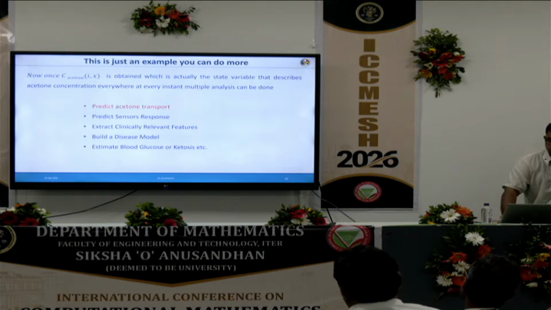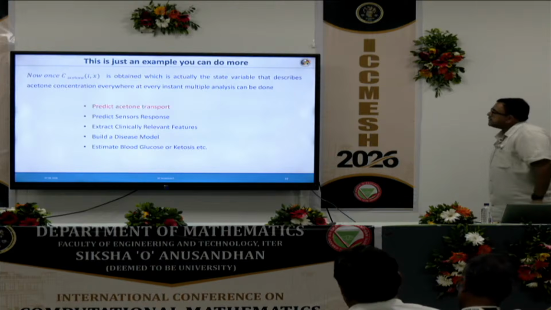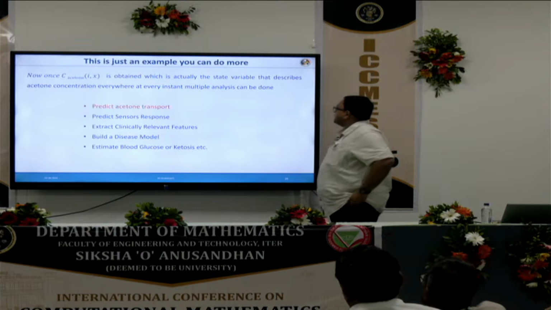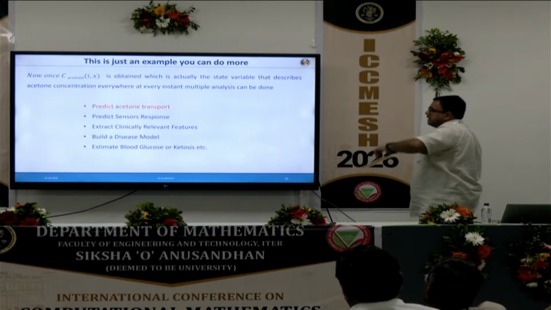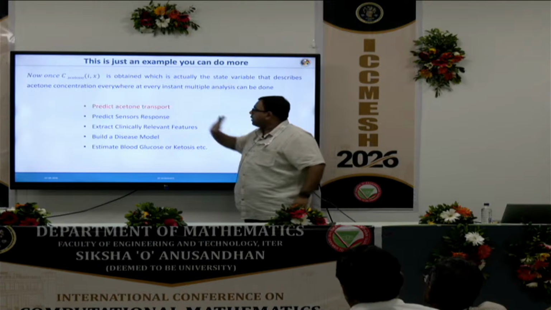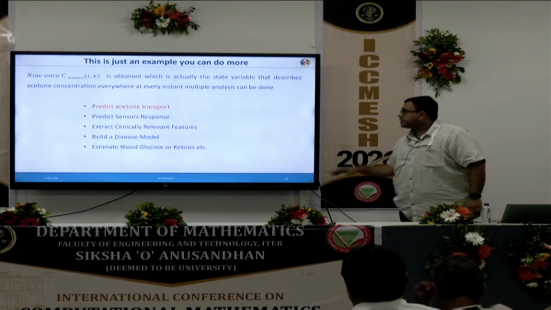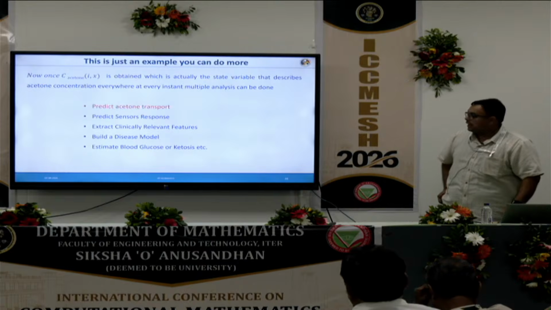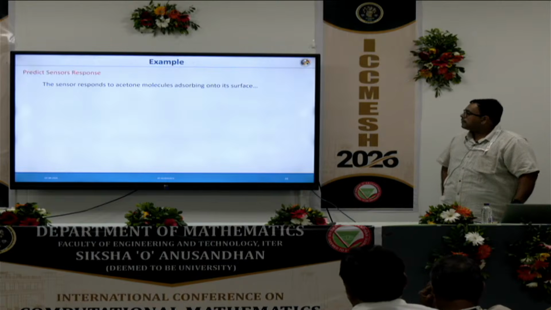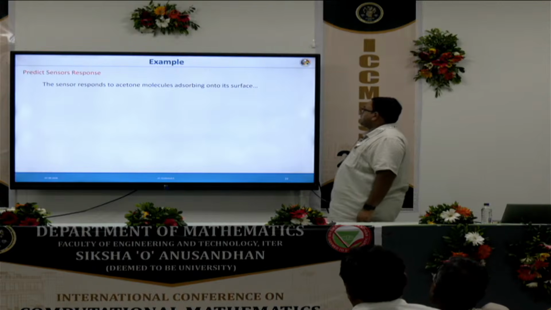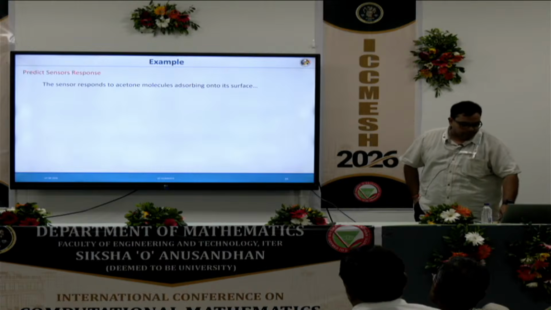Yeah. So now once you have this C obtained, which is actually the state variable, as I have mentioned earlier, I have given you one example of predictive acetone transport. Similarly, you can predict sensor response, extract clinically relevant features, and so on. The predictive sensor response depends on adsorption of acetone on the sensor.